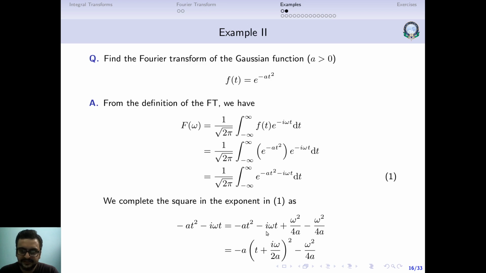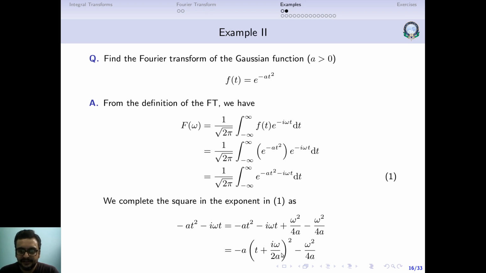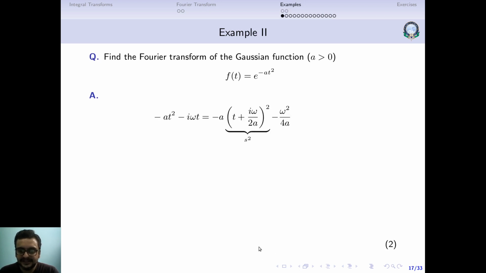You can just verify this for yourself. You just expand this, and you will basically get this minus omega square by 4a. So we are basically writing this as a complete square. Now this quantity that we have here, we just call it s. So that means this entire thing is your s square.